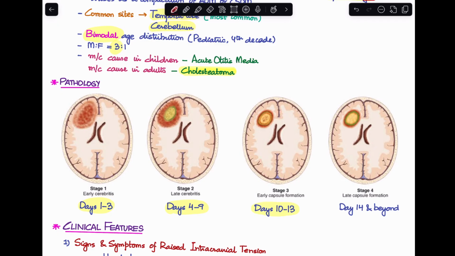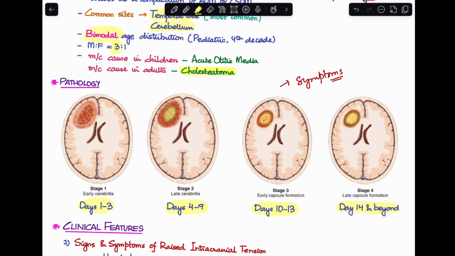This is the stage when we end up seeing most of the signs and symptoms that we see in a case of otogenic brain abscess. And lastly, stage 4 is the stage of late capsule formation, which is from day 14 and beyond. I have discussed all of these stages in more detail, as to what pathology happens during this time, in a separate video that I have made on it. Now let's move on to the clinical features.